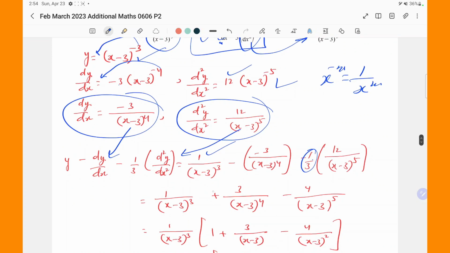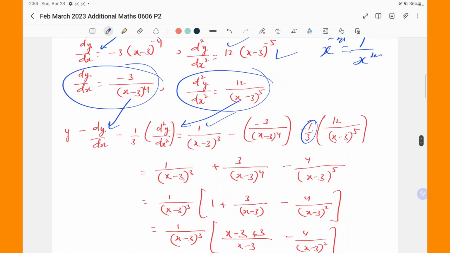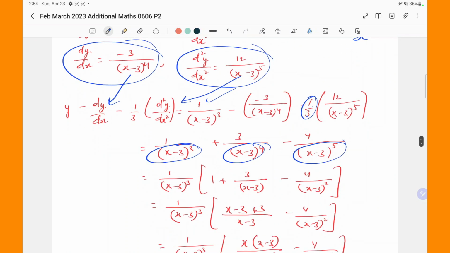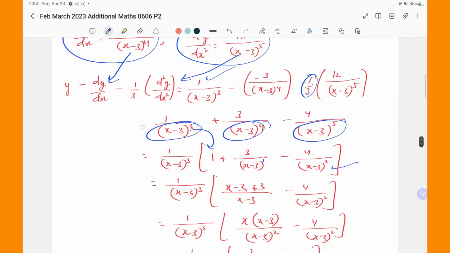So 1 over (x minus 3) whole cube, plus 3 over (x minus 3) to the power 4. And 12 over 3, that's 4. So minus 4 over (x minus 3) to the power 5. Now this is power 3, power 4, and power 5. You can take power 3 common, so 1 over (x minus 3) to the power 3 common. So here you will get 1. Here you will get 3 over (x minus 3) to the power 1, because power 4 was there and 3 I have taken common. And minus 4 over (x minus 3) to the power 5. But 3 is outside, so 2 will be here.